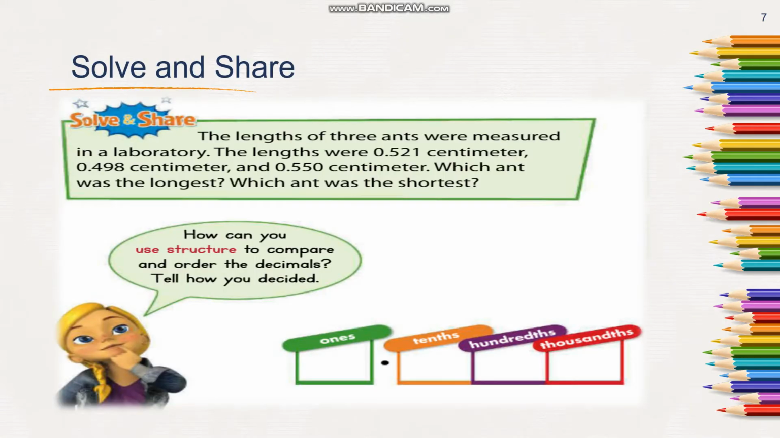Let's analyze this problem. The lengths of three ants were measured in a laboratory. The lengths were 0.521 centimeter, 0.498 centimeter, and 0.550 centimeter. Which ant was the longest and which ant was the shortest? So how can you use structure to compare and order the decimals? Tell how you decided.